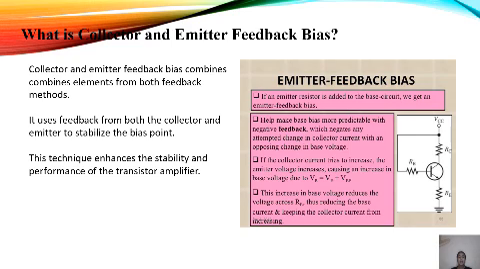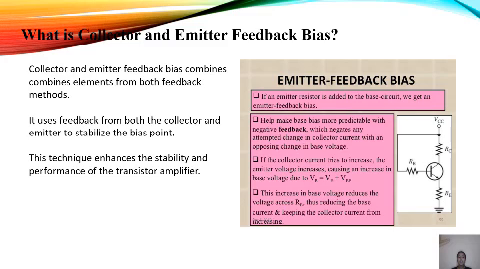Emitter feedback bias. If an emitter resistor is added to the base circuit, we get an emitter feedback bias. It helps make base bias more predictable with negative feedback, which negates any attempted change in collector current with an opposing change in base voltage. If the collector current tries to increase, the emitter voltage increases, causing an increase in base voltage, due to VB equals VE plus VBE. This increase in base voltage reduces the voltage across RB, thus reducing the base current and keeping the collector current from increasing.